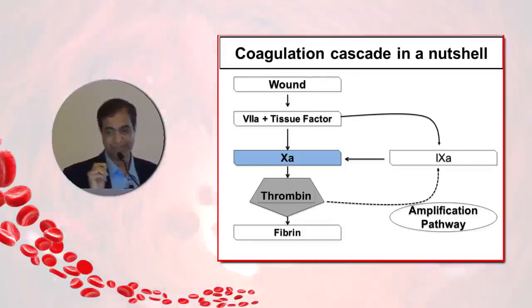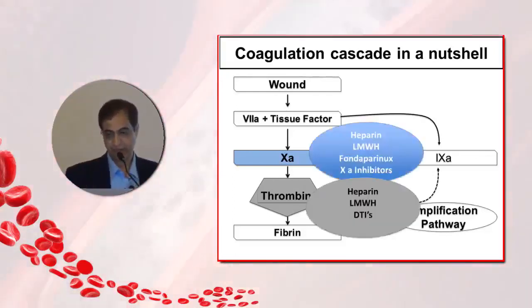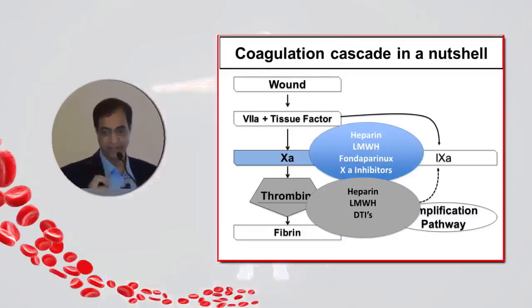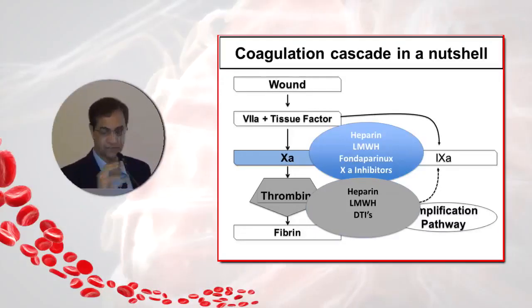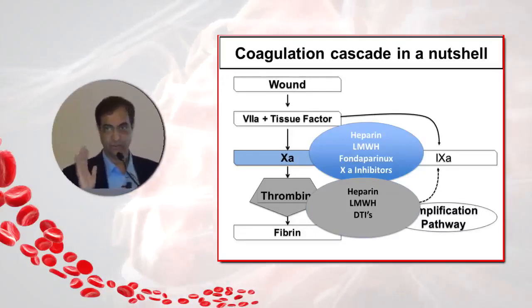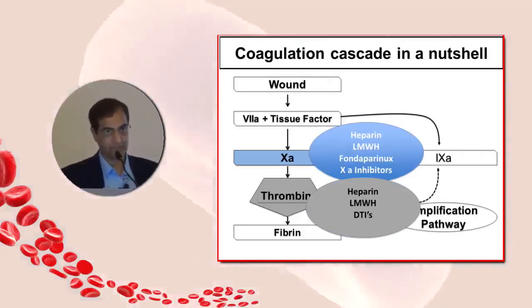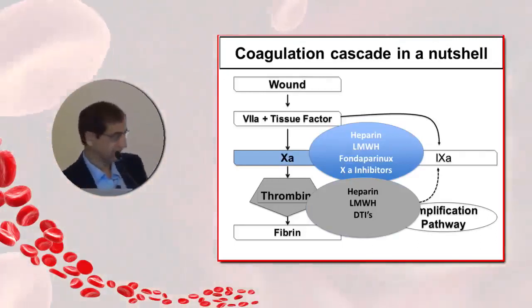The thrombin has an amplification activity through factor 9A, that is factor 9 to factor 9A conversion, and again to 10A. So if you look at factor 10A, then the molecules we have which act at the factor 10A level are heparin, low molecular weight heparin, fondaparinux, and 10A inhibitors. Those are acting at the 10A level. And if you look at the thrombin level, then of course the heparins again act at the thrombin level, the low molecular weight heparins also act there. And then you have the direct thrombin inhibitors, which are oral and IV.